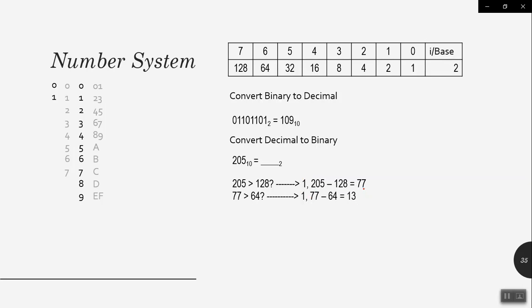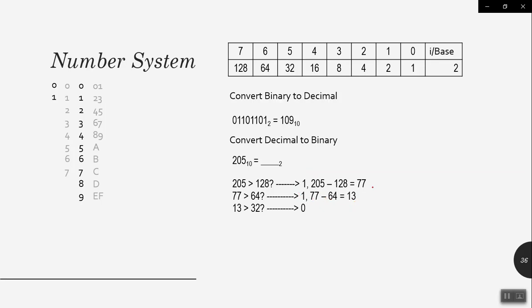Then we will compare the 77 to the next value of our binary, which is 64. So is 77 greater than 64? If yes, we will annotate again 1 here. And then deduct 64 from 77. So that's why we got 13.